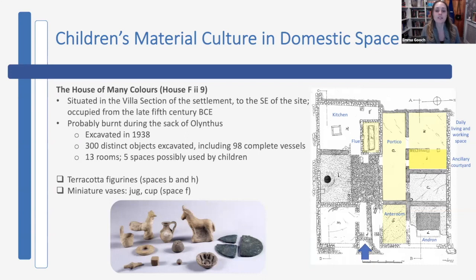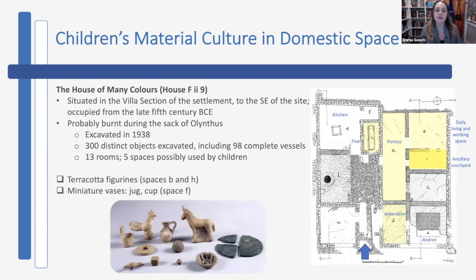Around 300 distinct objects were recorded, including 98 vessels that were in a complete state, when the house was excavated in 1938. The house comprised 13 rooms, and artifact distribution analyses indicate children used at least 5 of the spaces. A terracotta figurine in the form of an animal was found in space B, which was apparently an ancillary small courtyard to the main living and workspace, space A.